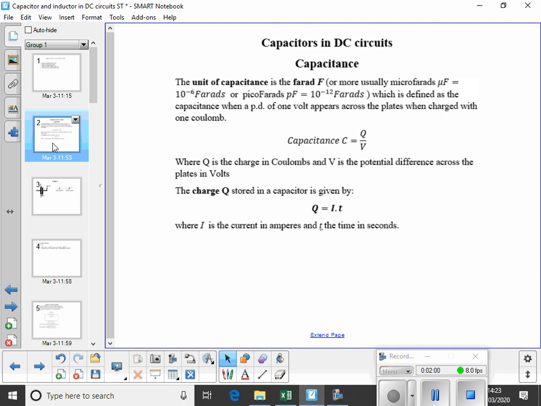One farad is the capacitance where 1 volt appears across the plates when charged to 1 coulomb. We have a formula there for capacitance, where C equals Q over V: Q is the charge in coulombs, and V is the potential across the plates in volts. And we can calculate the charge stored in a capacitor by current times t seconds, how long you've delivered that current. So you push more charge.